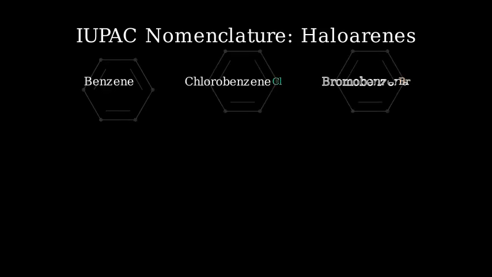Haloarenes are aromatic compounds in which one or more hydrogen atoms of the aromatic ring have been replaced by halogen atoms such as fluorine, chlorine, bromine, or iodine. Now, let's discuss the IUPAC naming principles for haloarenes.